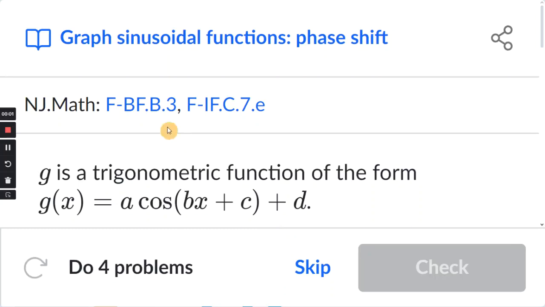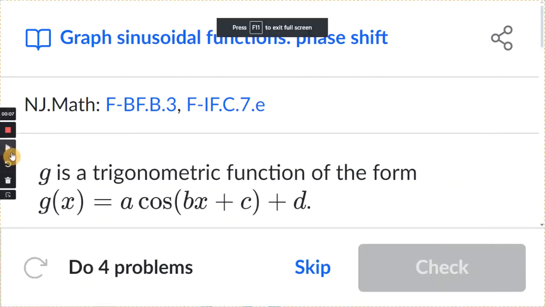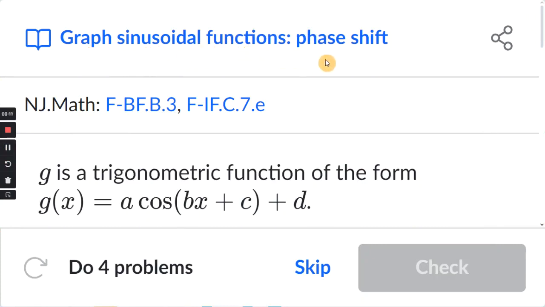This will be for the exercise, graph sinusoidal functions, phase shift. Now there is an exercise, graph sinusoidal functions without the phase shift. I suggest you do that one first.